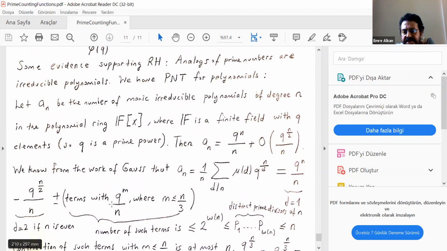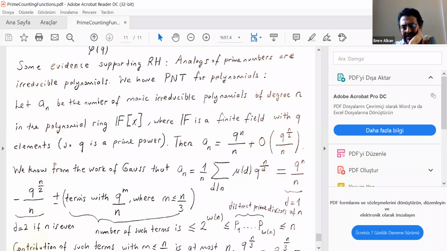And then plus minus some terms. I mean, of course, terms like this, q to the m over n. So I divide everything by n, of course. So other terms are like this, q to the m over n, where m is at most n over 3. I mean, I look at these, which are greater than or equal to 3. Now, what is the number of such terms?